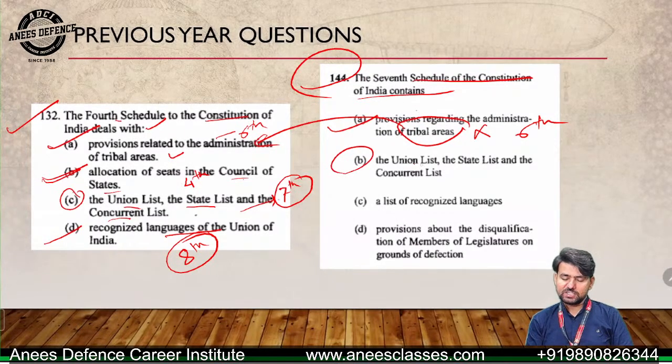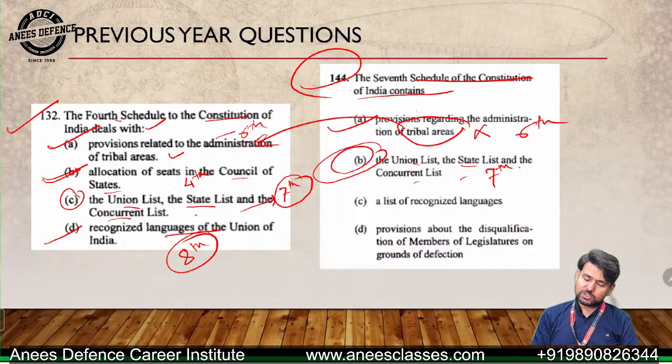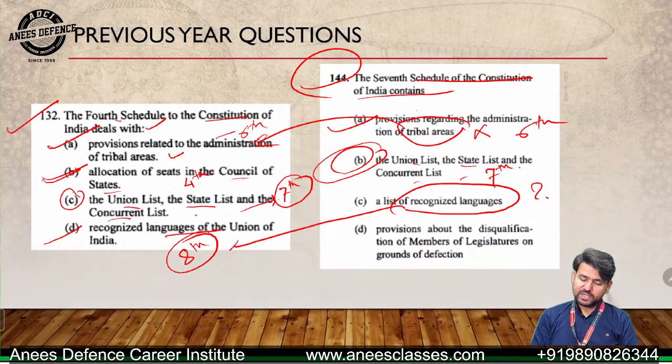मेरे को बताओ, 7th शेड्यूल में यूनियन लिस्ट, स्टेट लिस्ट और कॉन्करेंट लिस्ट है क्या? Yes sir, यस, वेरी गुड, 7th शेड्यूल। इसका मतलब B has to be the answer. अब मेरे को बताओ, रिकॉग्नाइज लैंग्वेजेस किधर है? यहाँ पर भी देखा आपने 8th शेड्यूल में, यस यहाँ पर भी देखा आपने सेम स्टेटमेंट.